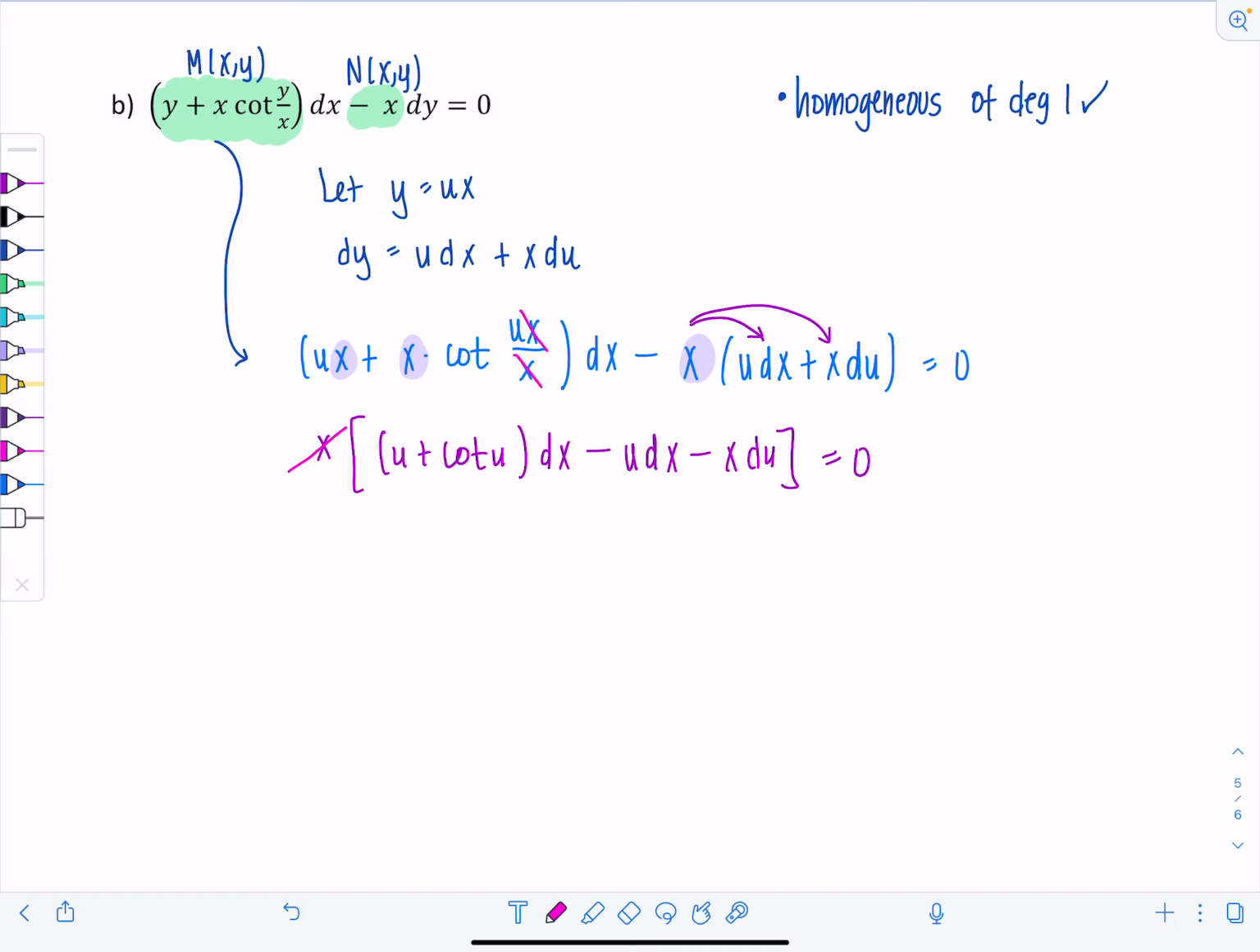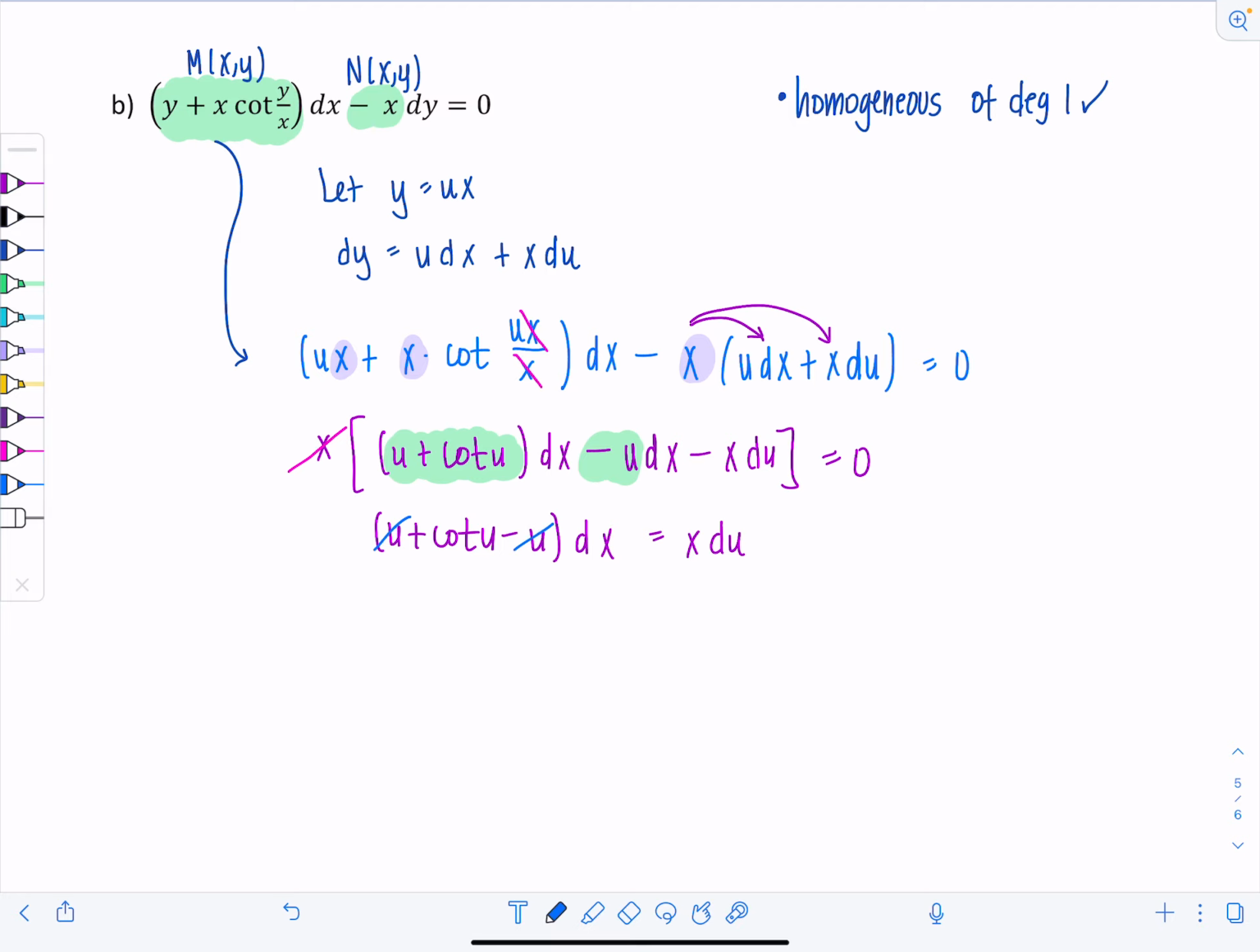Let's see what we have left. So where's everybody that has a dx on it? U plus cotangent u and then a negative u, right? Group them together. U plus cotangent u minus u dx. And then let's move that x du to the other side. Again, these u's cancel out.